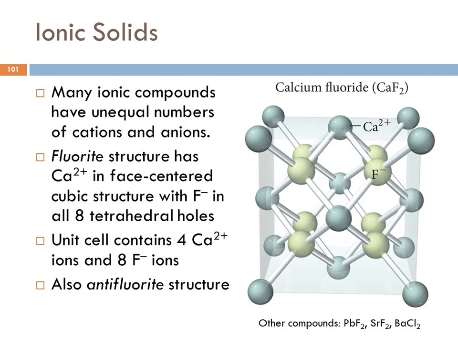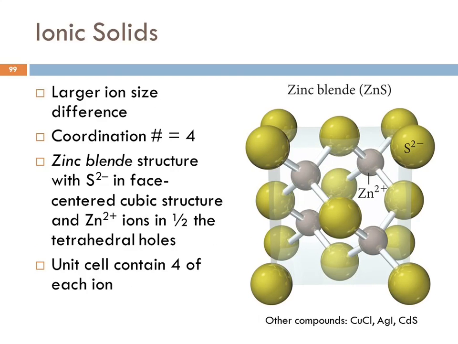What if you have unequal numbers of cations and anions because of the charges? Calcium fluoride, you've got 1 calcium and 2 fluorides. Well, then things get a little more complicated. So here the calcium ions are doing a face-centered cubic structure, and now we've got the fluoride in all of the tetrahedral holes. So let's go back here a minute.